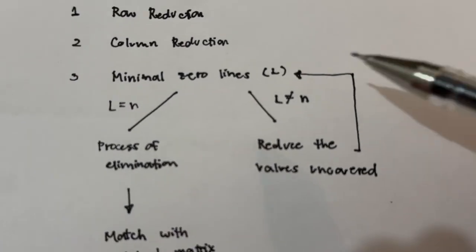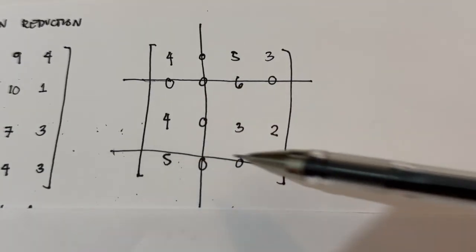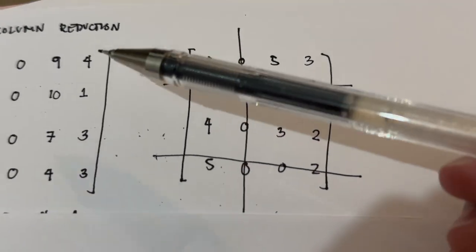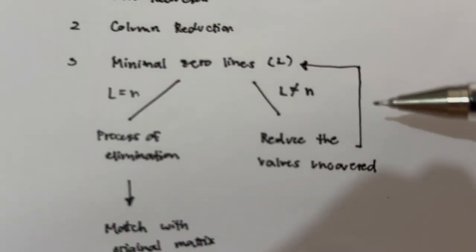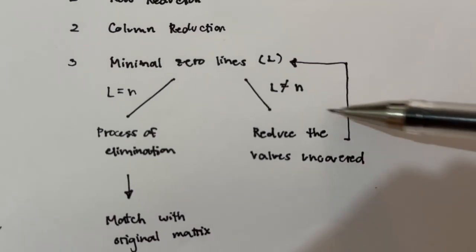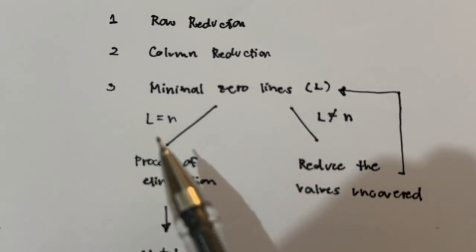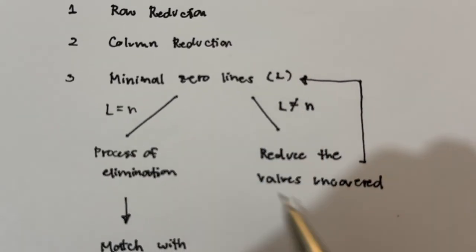So we know that L is 3 because we have 3 lines. L is 3, you have 3 lines over here, and our dimension is 4. So notice that it's not equal because we have 3 and we have 4. So now we have to keep reducing the values uncovered until we eventually get the equal number. So let's see how this works.